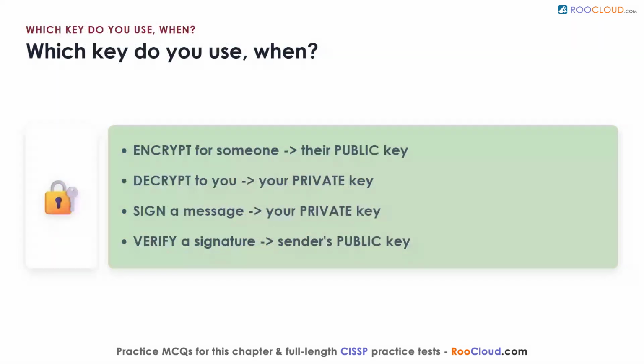Which key do you reach for in each situation? This trips up a lot of people, so anchor it with 4 simple rules. To encrypt a confidential message for someone, use that recipient's public key. To decrypt a message sent to you, use your own private key. To sign a message you are sending, use your own private key. And to verify a signature on a message you received, use the sender's public key. The pattern is consistent. Your private key represents you, and the other party's public key represents them. Hold those 4 rules, and the confusion disappears.